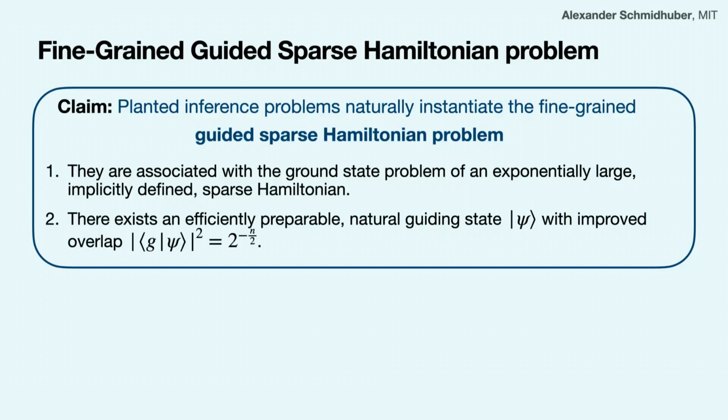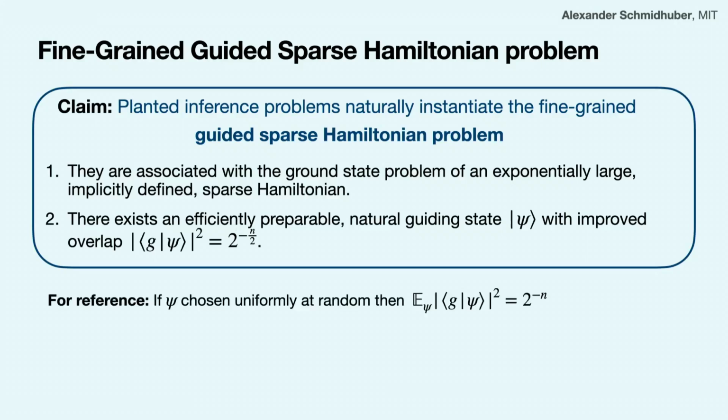And what do I mean by improved here? The overlap with the ground state is no longer inverse polynomial. Instead, it's exponentially small, but it's 1 over the square root of the dimension of the space. And that is quadratically improved over what you would naively expect. Something you can always do is pick some random guiding state, a fully mixed state, as your guiding state. Then the expected overlap would be 1 over the dimension. But we're claiming that for planted inference problems, you can do quadratically better than that.